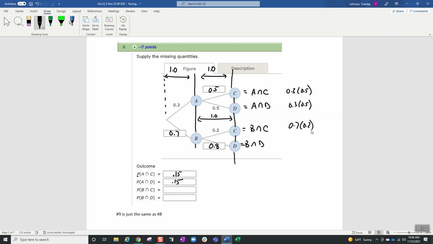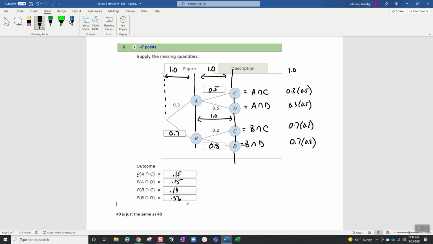0.7 times 0.2, 7 times 2 is 14. There were 2 decimal places. Remember back in elementary school when we used to do this by hand? 0.7 times 0.8. 7 times 8 is 56. 56 with 2 decimal places, that's 0.56. But check this out. 56 plus 14, that's 60, 70, 85, 100. This is 100 or a 1.0 at the end, right? This whole thing adds up to a 1.0.